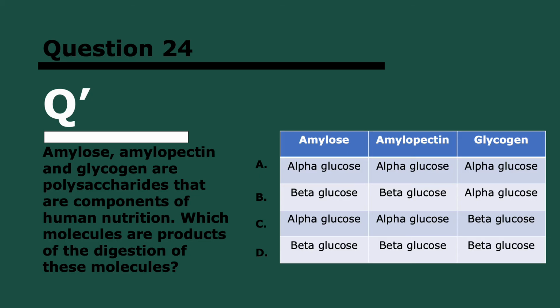Great. Okay, so going back to biochemistry, the topic on molecules. Amylose, amylopectin, and glycogen are polysaccharides that are components of human nutrition. Which molecules are products of the digestion of these molecules? Basically, what are they made out of? 3, 2, and 1. So they're all alpha glucose. This is kind of a trick question. Remember, the only one that's beta glucose is cellulose. So hopefully you remember that, but all of these three are made of alpha glucoses bound together, albeit in different ways, with branches, no branches, etc., but they're all alpha glucose.